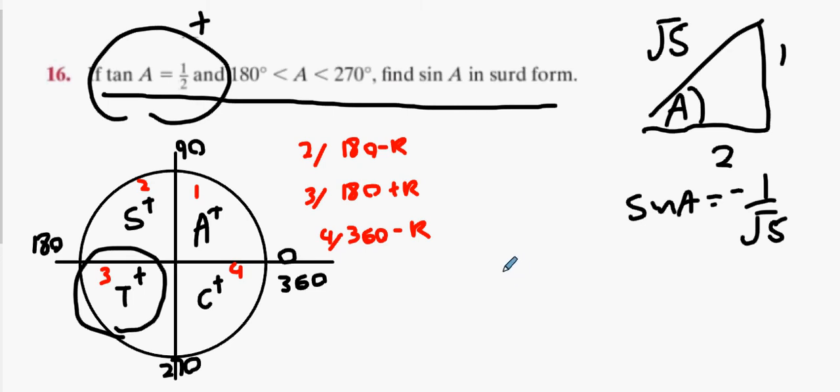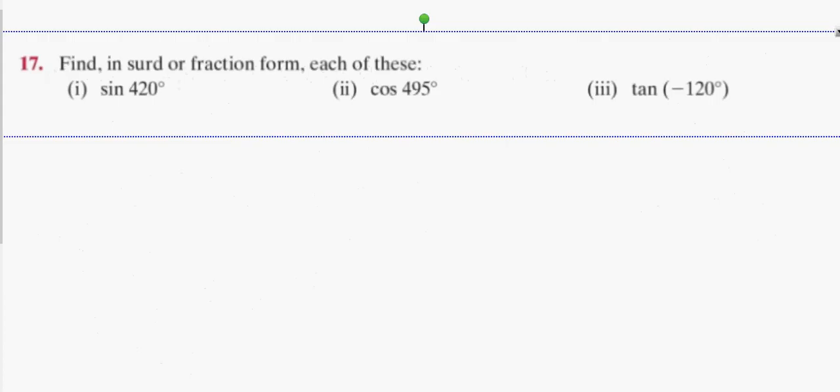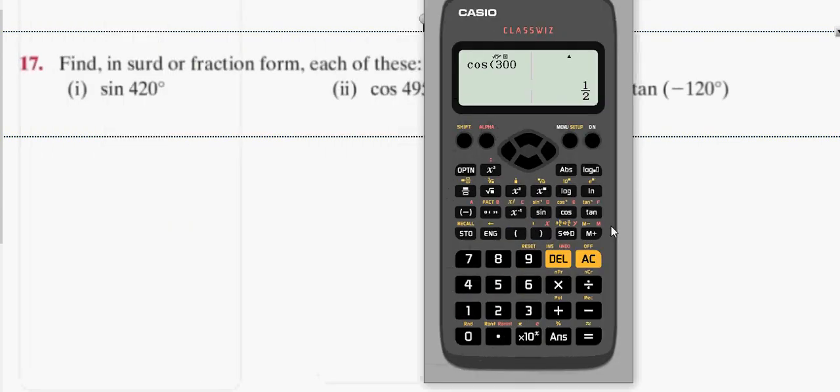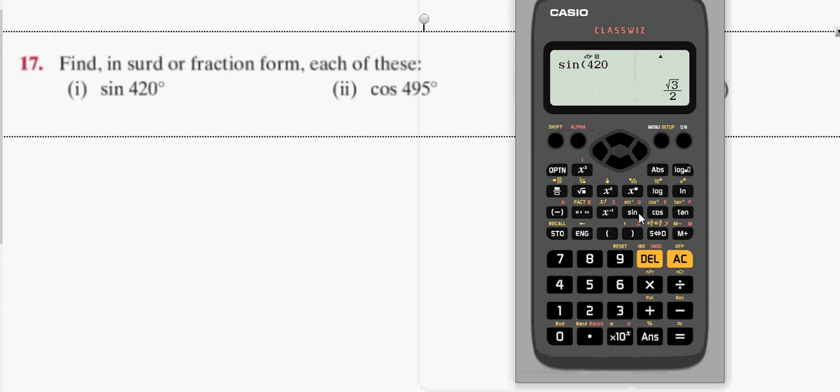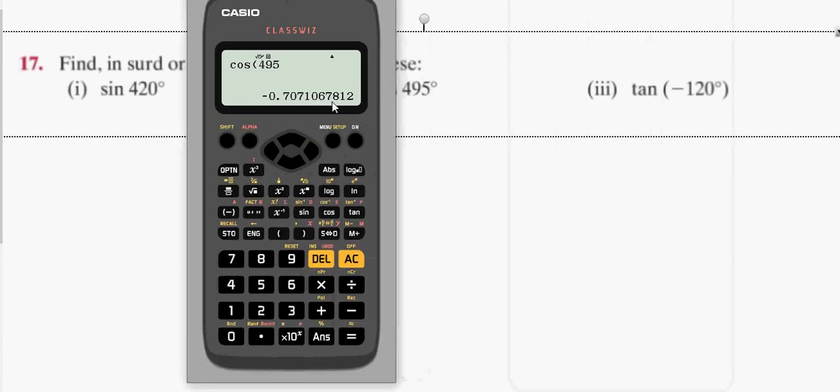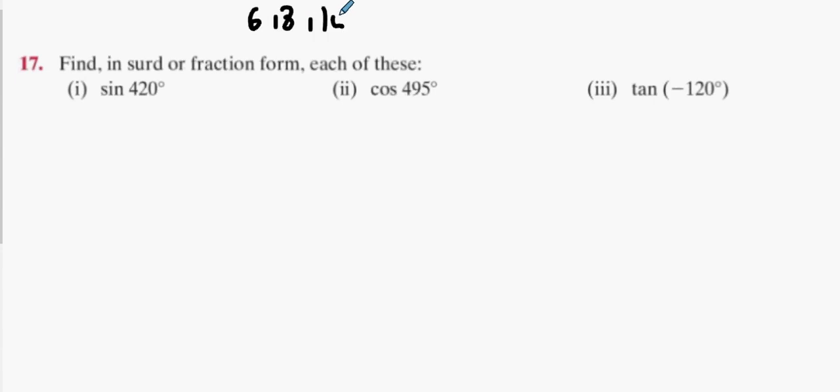The triangle is actually, because you're in between 180 and 270. Just lob these into the calculator. That's all you gotta do. Sine 420, there's your answer. Cos 495, there's your answer. And then finally tan minus 120, there's your answer. So we did 6, 8, 10, 12, 14, 16 and 17. Done. I'll add more stuff tomorrow.